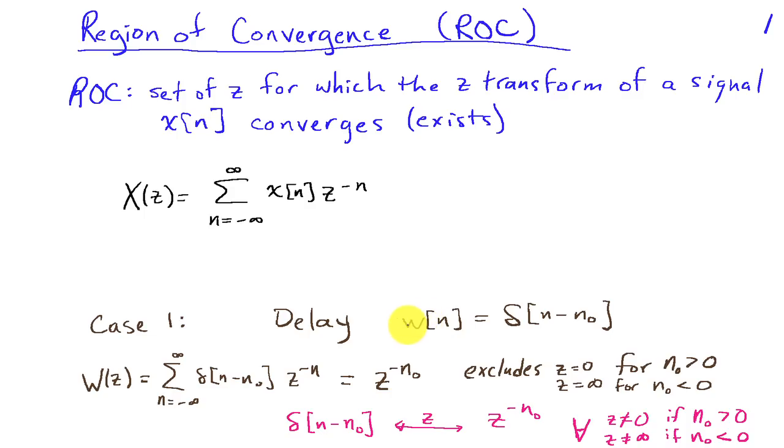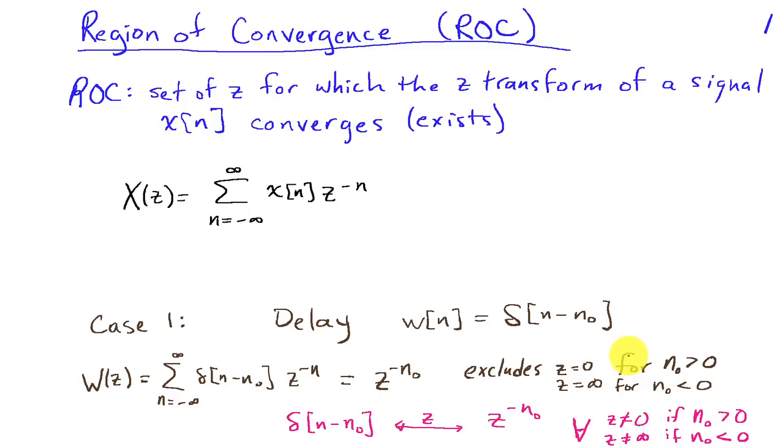In other words, w of n, say, is delta of n minus n naught. So it's a delayed impulse that occurs at location n naught. And of course, n naught could be negative or positive. We substitute w of n into the definition of the z-transform to find W of z, and all we have is this impulse that occurs at time n naught. It's zero everywhere else, so we pick out that particular index of z at n naught, and we get z to the minus n naught.